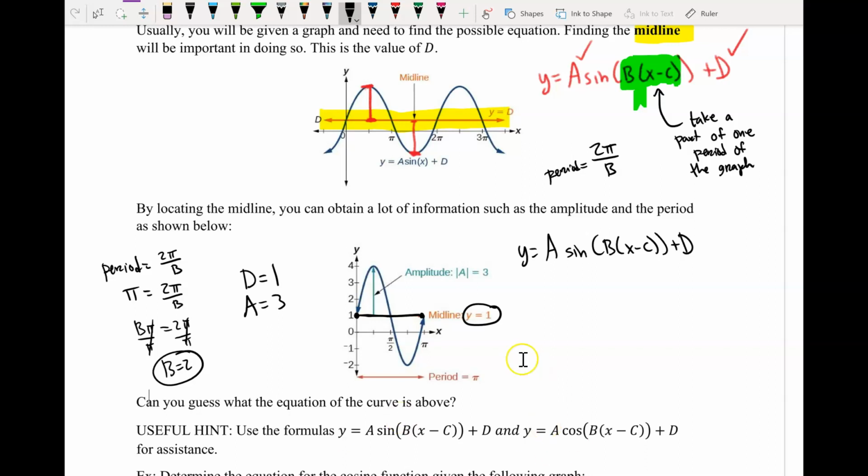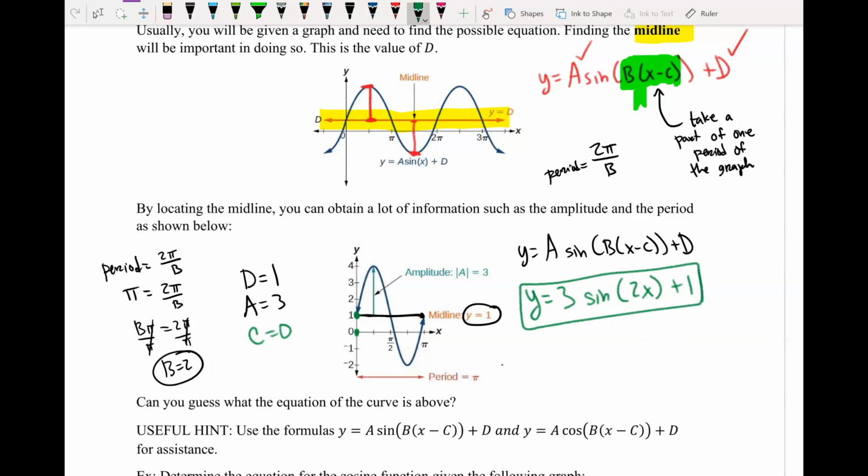Okay? And now what about c? Well, let's think about it. The sine curve usually starts at 0, 0, right? Usually starts here. It doesn't seem that it moved anywhere. It seems that it stayed in the same place. It just got shifted up. So that means c in this case, there's no phase shift. It didn't move at all. So my whole equation would be 3 sine of 2x, the c goes away, plus d, which is plus 1.